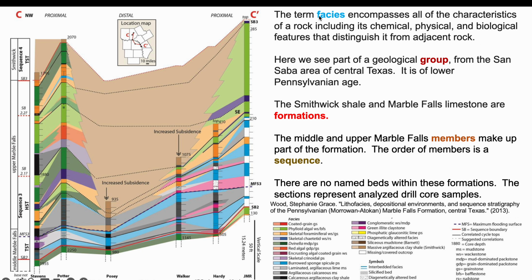So the term for those rocks is facies, which basically is a particular type of rock. It's kind of a catch-all term for it.